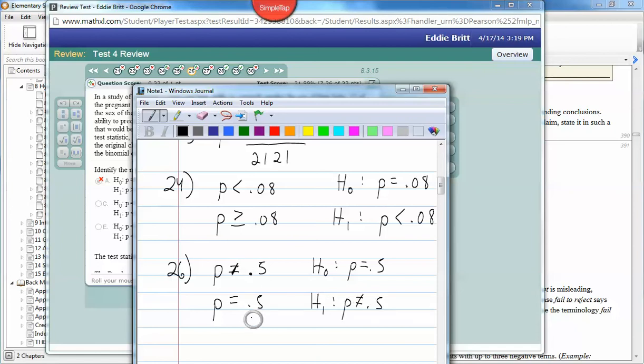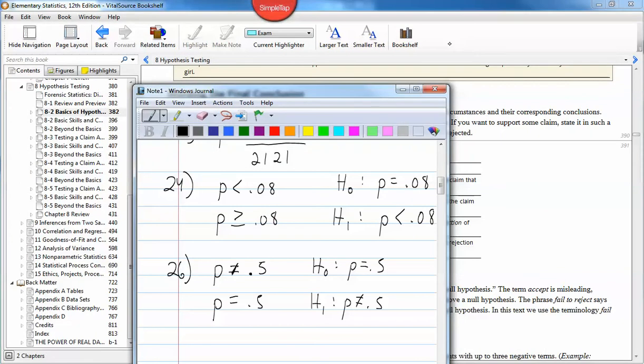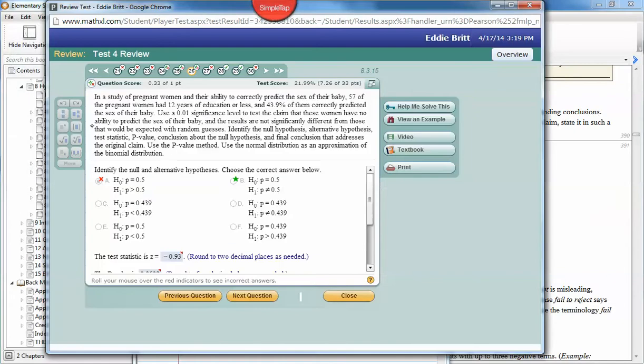Now that wasn't our original claim. Our original claim was it's not equal, so we come up with this one, which ended up being our null hypothesis. So p equals 0.5 is the null hypothesis. Let's see. That is B. P equals 0.5 is the null hypothesis. The alternate hypothesis is the other one. Okay.